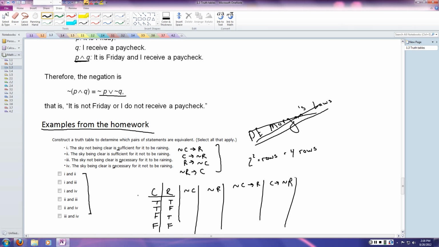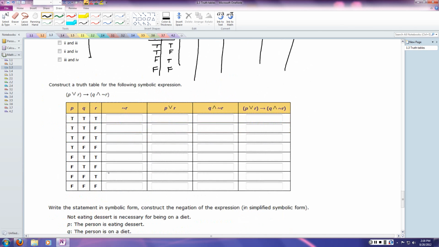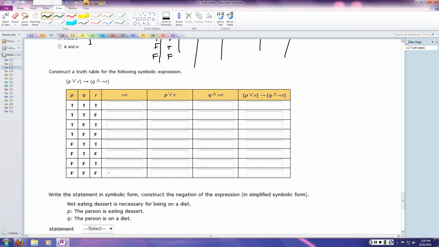So hopefully that gives you a start on that. This is a typical truth table you would see in your homework. I'm not going to necessarily do all of it, but let's look at R. Not R should be relatively easy to find, right? I look at R and I change the value of everything. True would change to false, false would change to true. So false, true, false, true, false, true. Each one of them is straightforward.